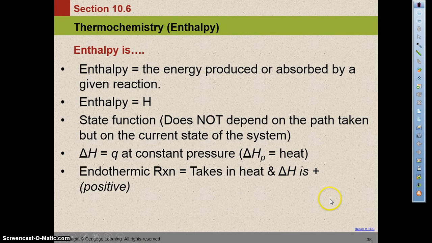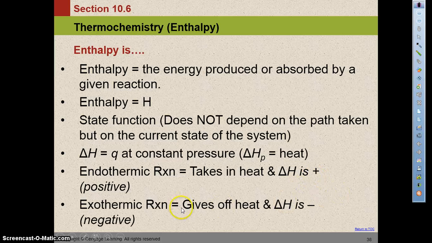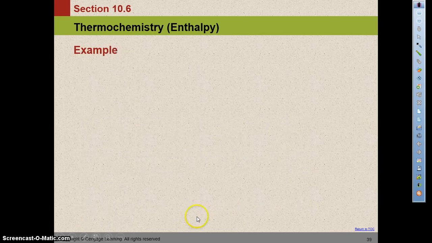exothermic reaction. Just to keep this in mind, an endothermic reaction is going to take in heat, so that means our delta H is going to be a positive number. And exothermic reactions give off heat, so delta H is going to be a negative number, to help keep that in mind as we go through the problems.